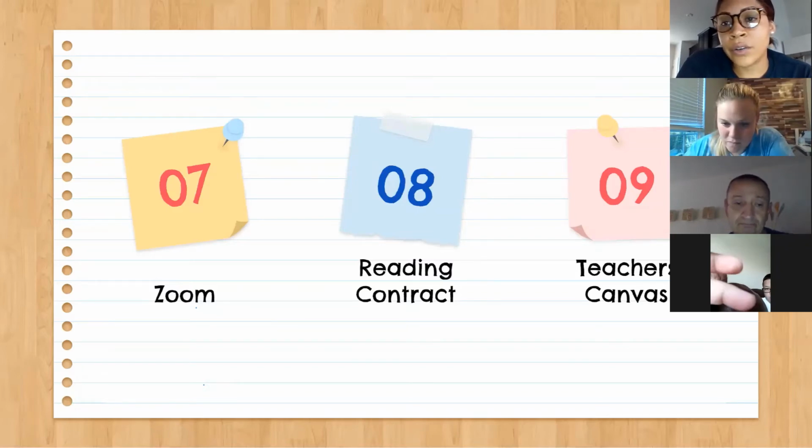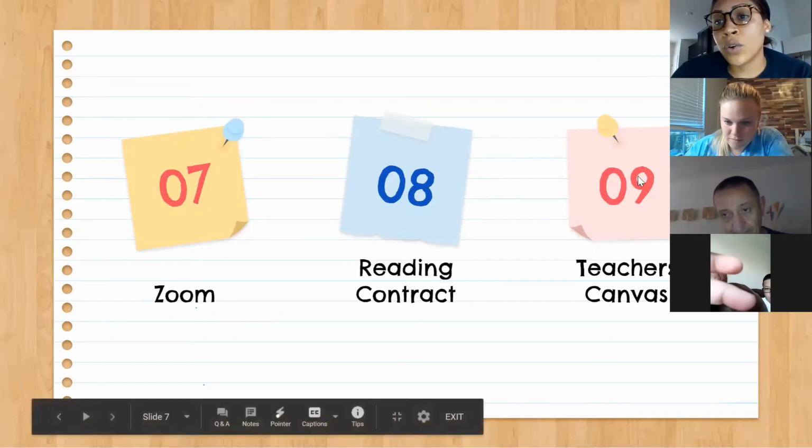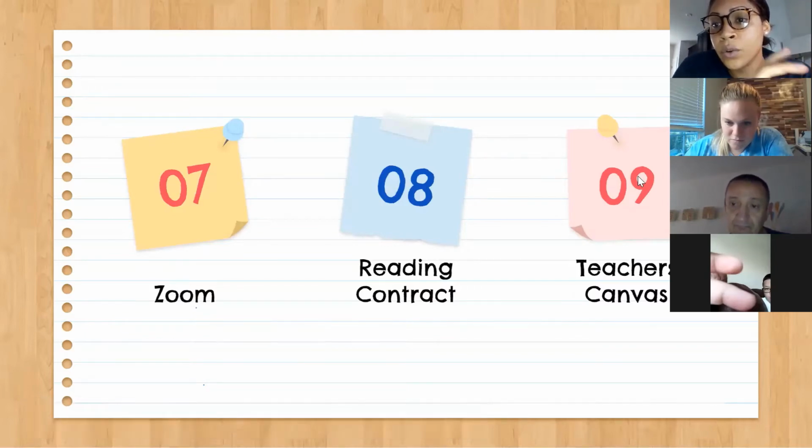We're also going to talk a little bit about Zoom. We're going to talk about the reading contracts that are due at the end of the quarter, and we're also going to talk about Canvas, and that's why we need your child's name and their homeroom in the chat, because we're going to put you in breakout rooms with your child's 2 teachers, and they're going to show you how their Canvas homepages work.